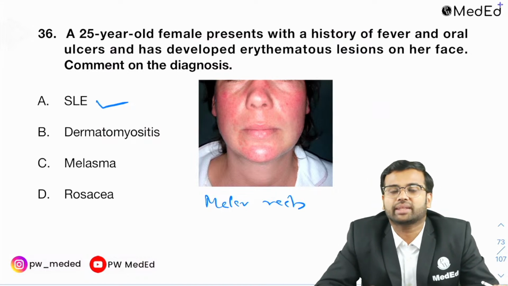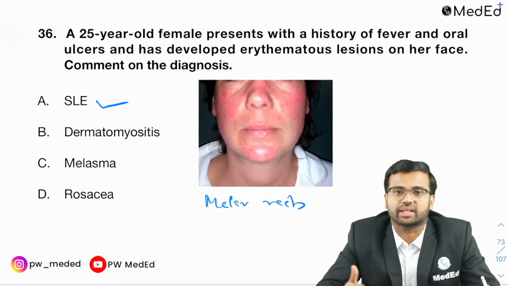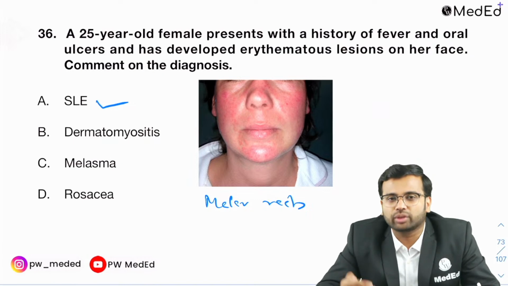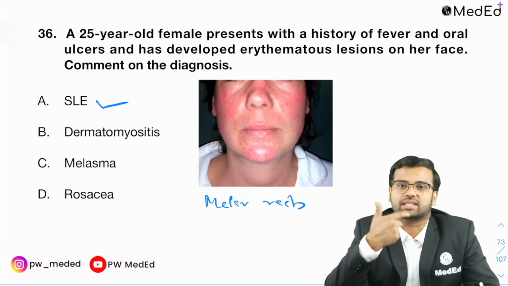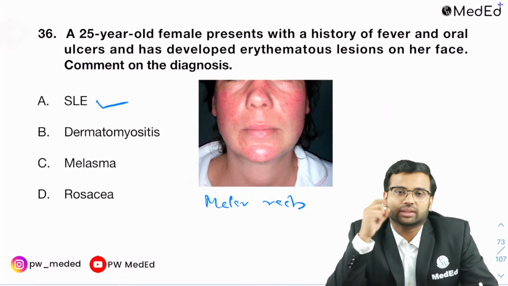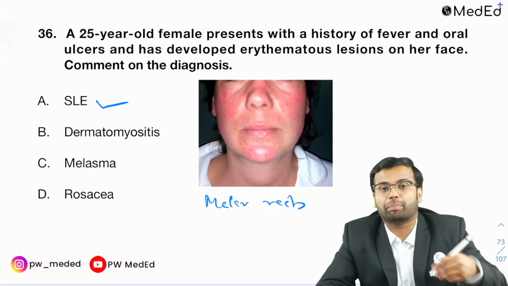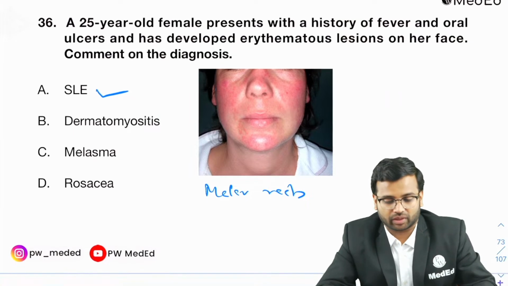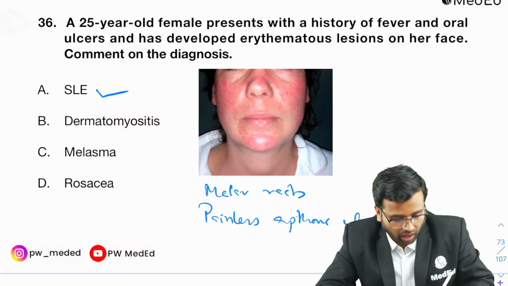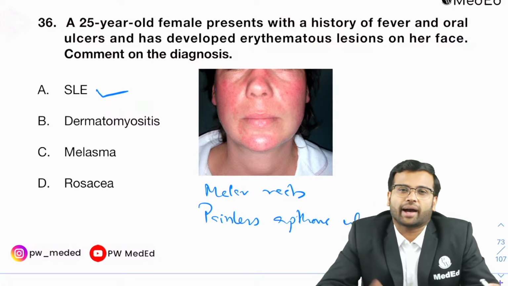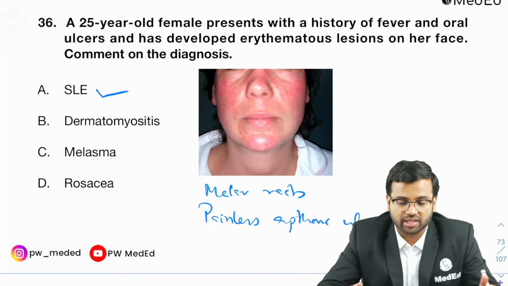Now can you tell me, these aphthous ulcers that you see in SLE, is it going to be a painful ulcer or a painless ulcer? What do you think? The aphthous ulcers in the mouth that you see in SLE, are they going to be painful or painless? So these are going to be painless aphthous ulcers, and obviously the patient is going to have a photosensitive rash, isn't it?